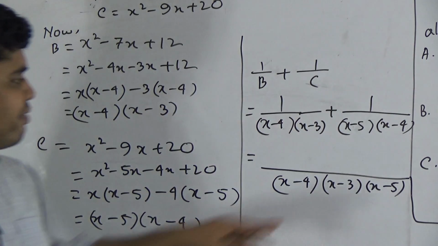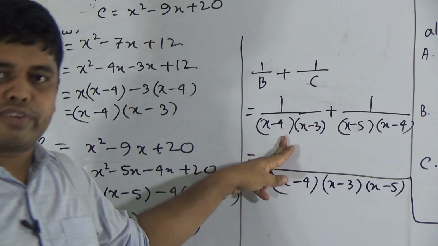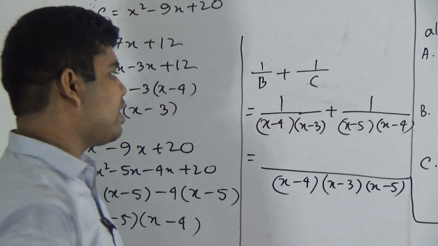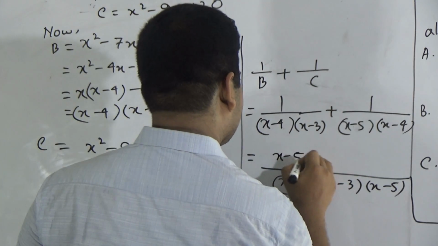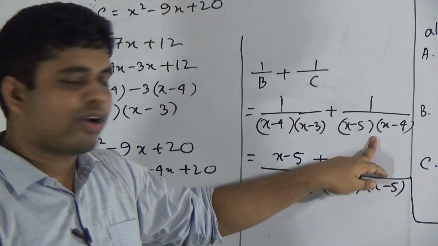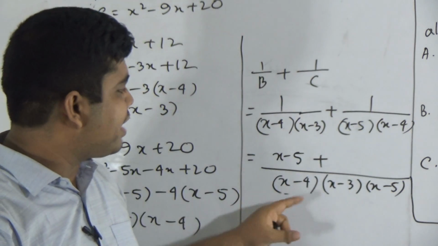Now we divide this LCM by the denominator of the first fraction and we get x minus 5. x minus 5 is multiplied with the numerator, and we get x minus 5. This plus sign is here. Now we divide this LCM by the denominator of the second fraction and we get x minus 3.